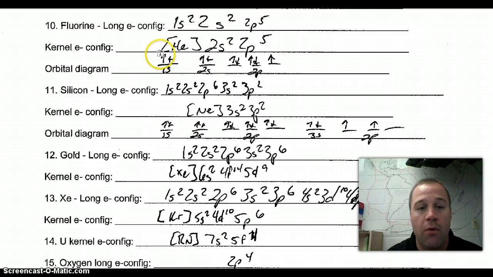If you look on here, then for the orbital diagram, it's still fluorine. We represent the 1s2 with an up and a down arrow, 2s with an up and a down, and 2p.